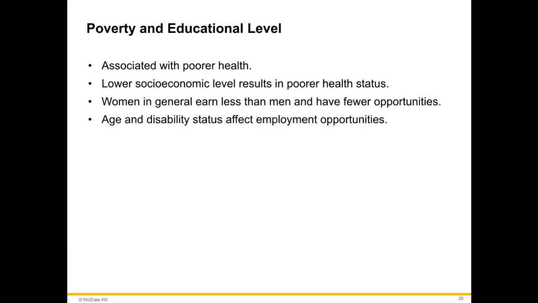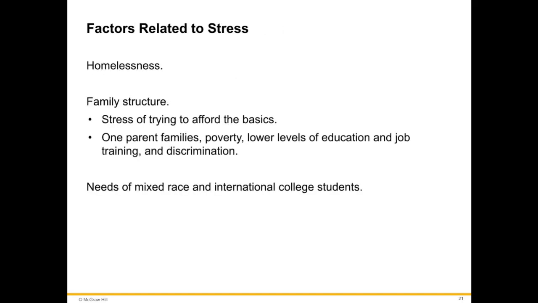Poverty and educational level. So this is associated with poor health, lower socioeconomic levels result in poor health status. Women in general earn less than men and have fewer opportunities. Age and disability status affect employment opportunities. Factors related to stress: homelessness, family structure, stress of trying to afford the basics, one-parent families, poverty, the lower levels of education and job training, and discrimination. Right? The needs of mixed race and international college students. So these are all factors related to stress, and homelessness as well as food insecurity can be a big stressor for college students because of all of these things that are listed on this particular slide.